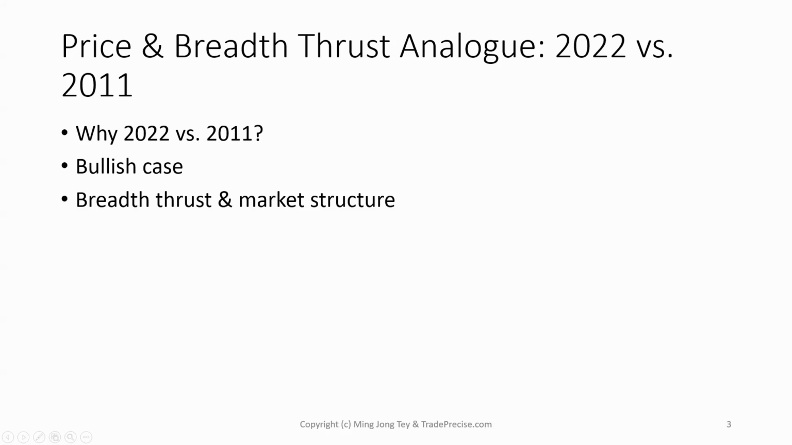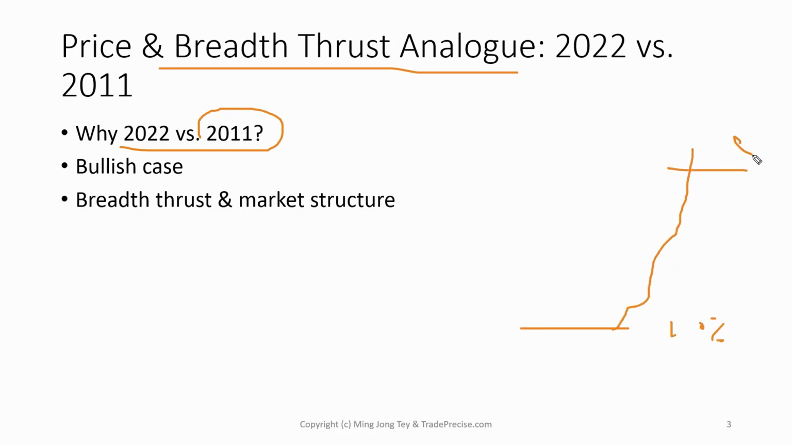This year versus 2011. So why did I pick 2011? Pretty much just from the breadth thrust alone. If you recall, about 4 or 5 sessions ago, I talked about the breadth thrust hitting the critical level, going from oversold, below 10%, all the way to above 90%. I think that is very significant according to history.